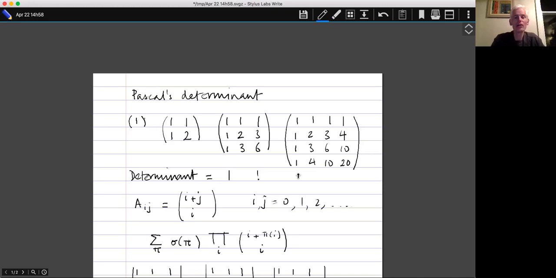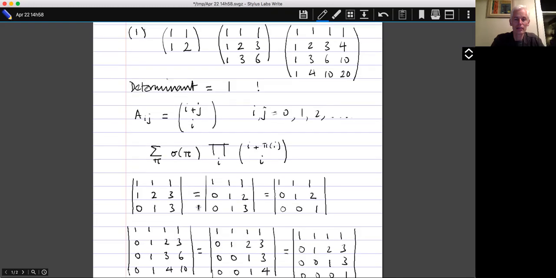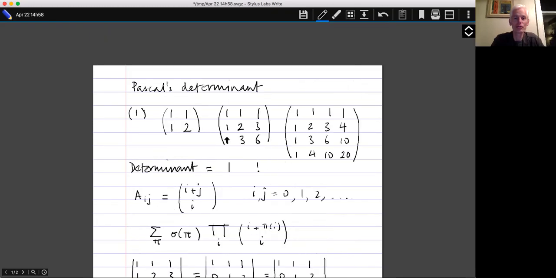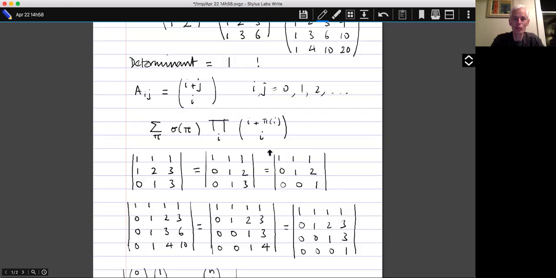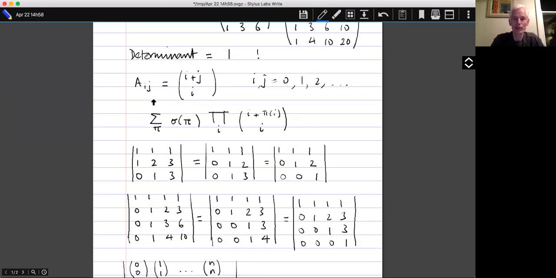And in general, as long as you say that this is row 0, then the formula for Aij is i plus j choose i. The problem is to show that the determinant of each of these matrices is 1. And if you write down the formula for the determinant, you really do get something that it's impossible to see why it should be 1.